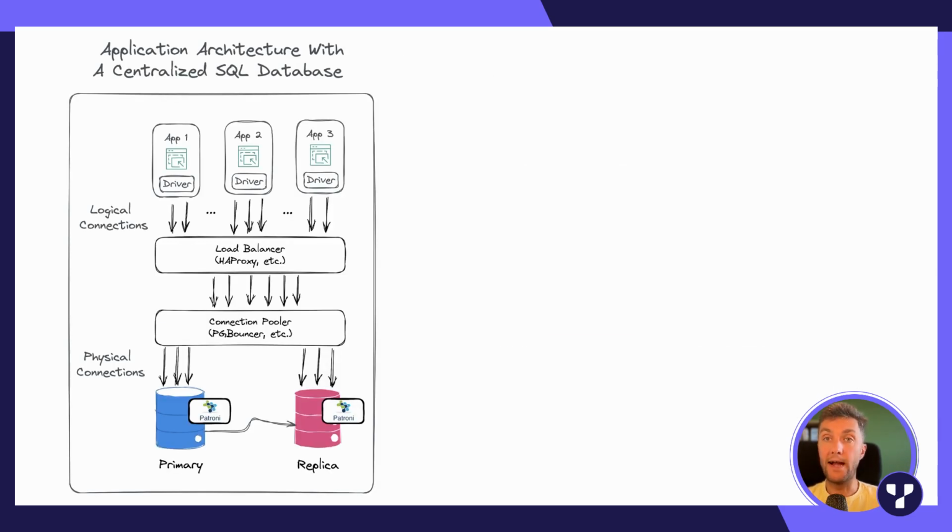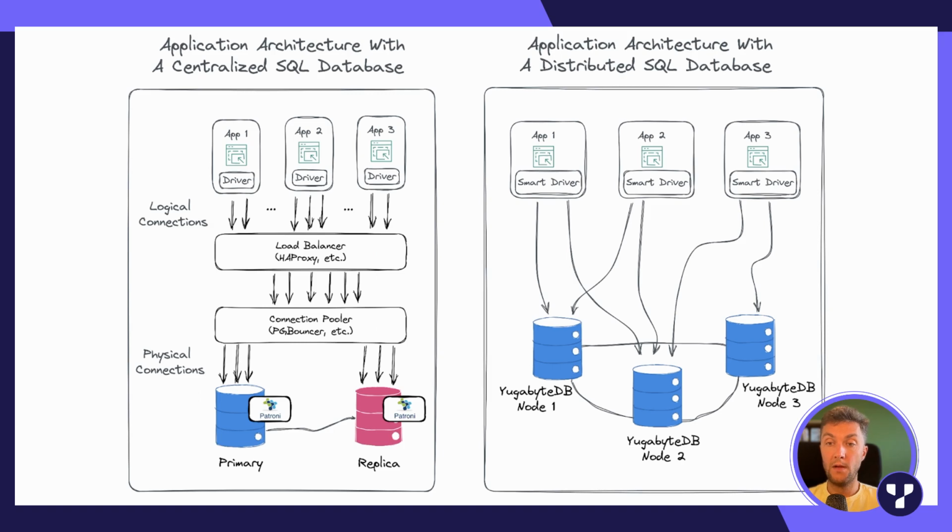So now let's see how YugabyteDB simplifies your configuration. So this is the application architecture with a centralized SQL database. You have your application instances. Those application instances use PostgreSQL drivers. The drivers connect to load balancers, and then you have connection pooler, and then depending on your deployment option, if you're using read replicas, your reads can be load balanced between primary and replica, and there is a synchronization between primary and replica. With YugabyteDB, you can eliminate a lot of the components.